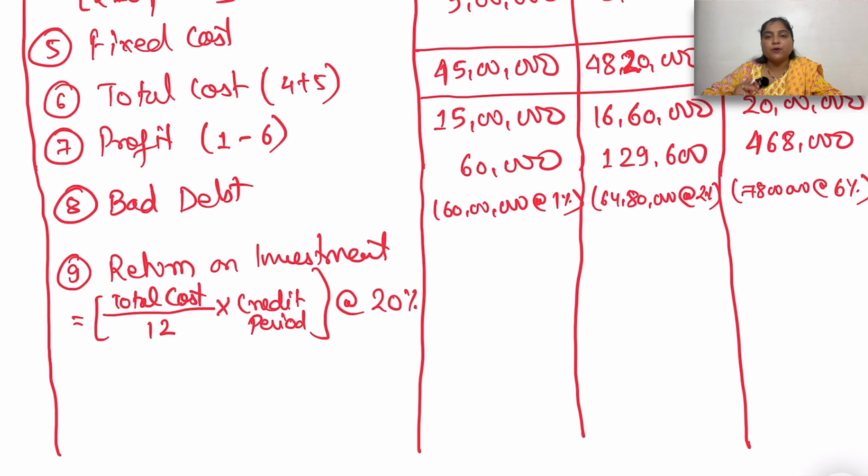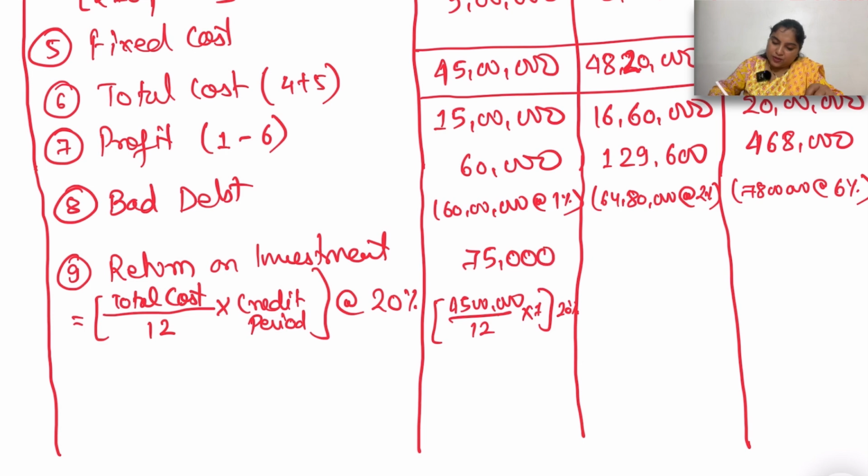Agree? So we can compute the return on investment, what return a company can expect on its investment. So total cost, if you see in the first case, we have 45 lakh by 12 into 1 month, then we have 20%. Satisfy yourself with this data. Divided by 12, we have 1 month into 20%, that is 75,000. Sorry, 75,000.